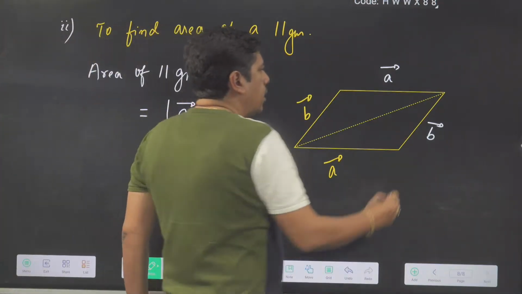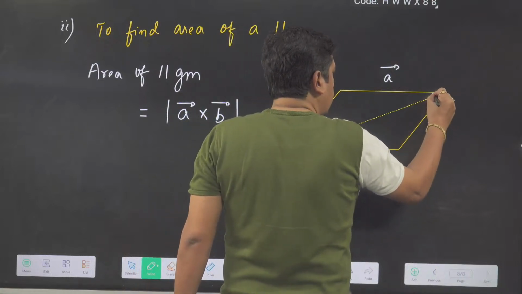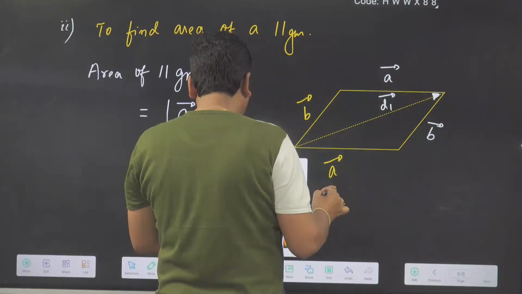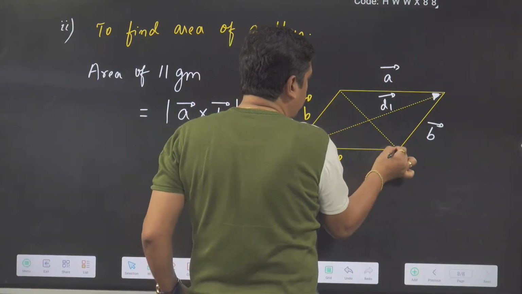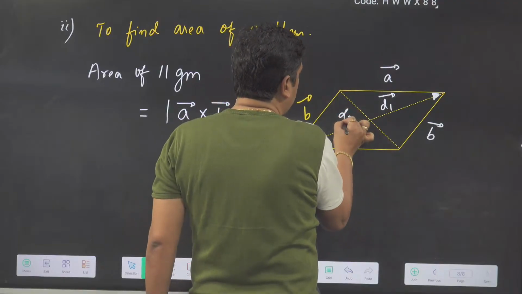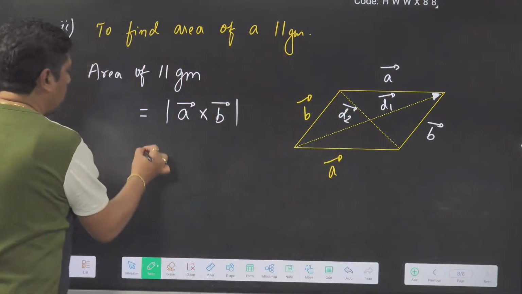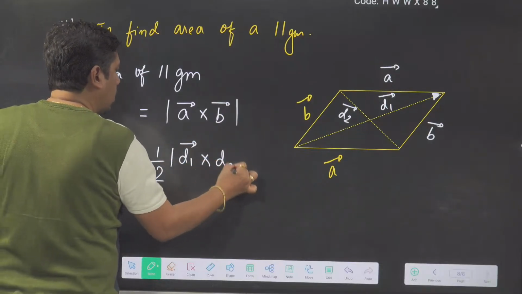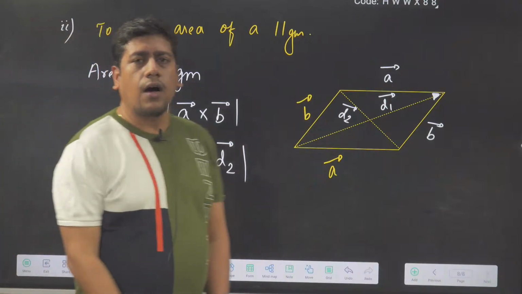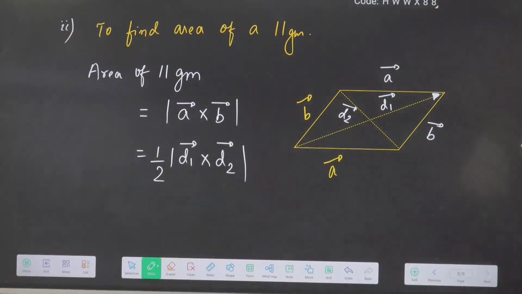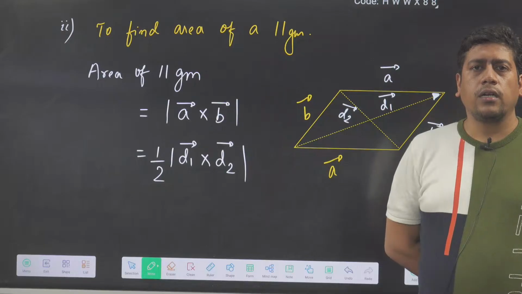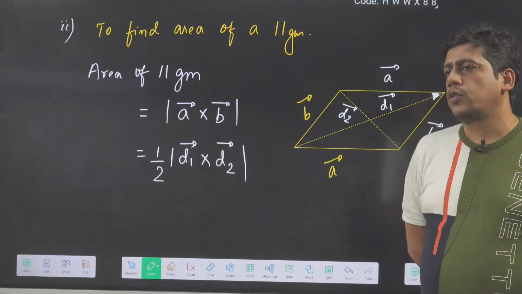Sometimes they give the diagonals, not the adjacent sides, D1 vector and D2 vector. Then you have to do the same thing, D1 vector cross D2 vector, but then you have to take half. So if adjacent sides are given, simply take the cross product and find the magnitude. But if diagonals are given, take the cross product, find the magnitude, then take half also.